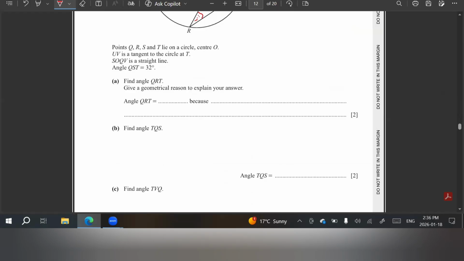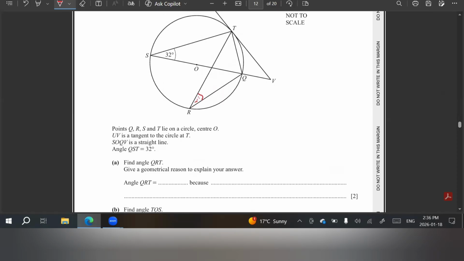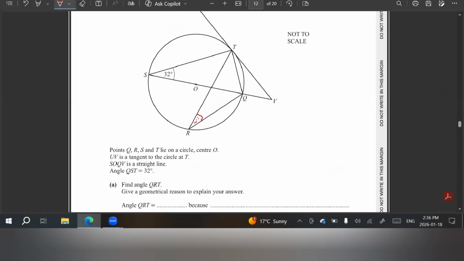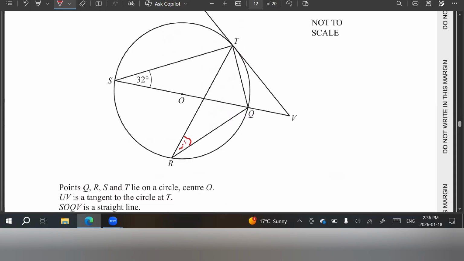In the next part, it's a 2 mark part. He says find the angle PQS. They want me to find out the PQS.